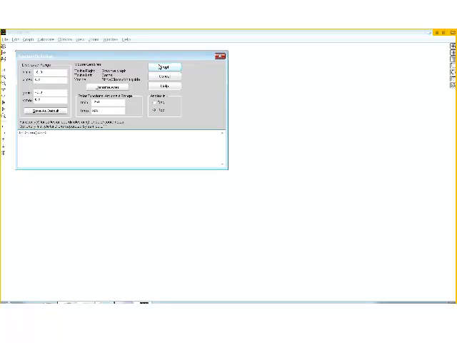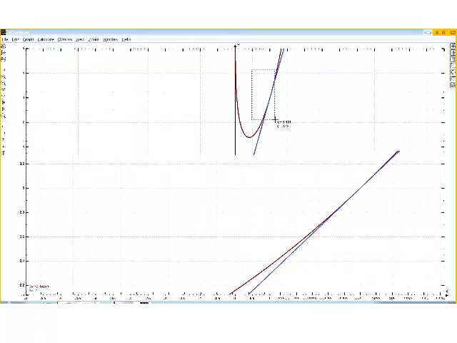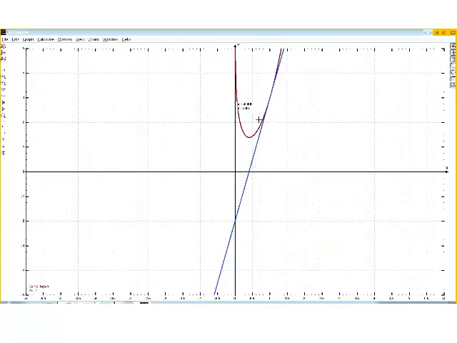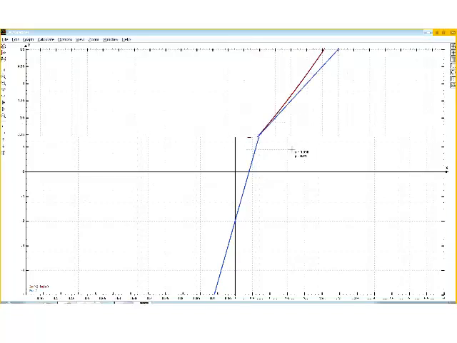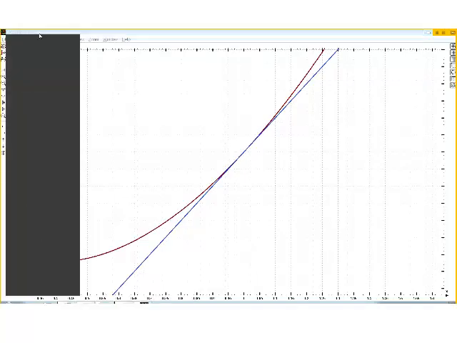Okay, graph. So there you go. If we went back to here, this is my straight line. This is my function. At x equals 1, the slope is 5. And if I zoom in on that, you can see that this line, the blue line, is tangent to the red line. So everything's as it should be.